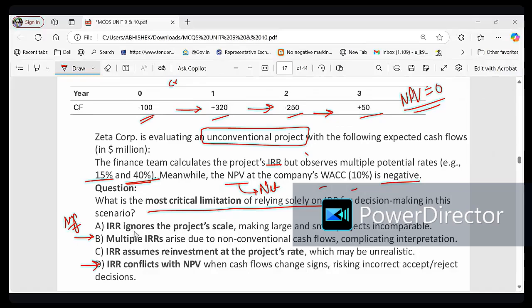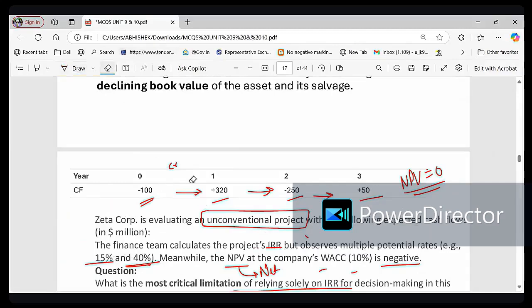I'm not getting any response. Okay, I'm explaining again. See, what is happening in this case is that the cash flow is varying. Sometimes it is negative, sometimes it is positive, right?